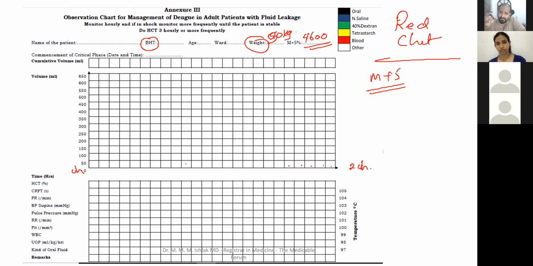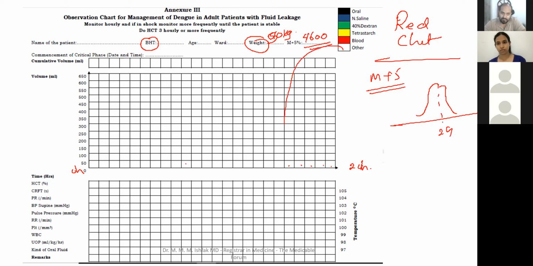So if you take this chart, where would you expect the most complications to occur? Where would you expect the patient to go into leak, or sorry, I mean shock? It is the peak, right? Because the leak follows a normal distribution, and the maximum leak happens in 24 hours.